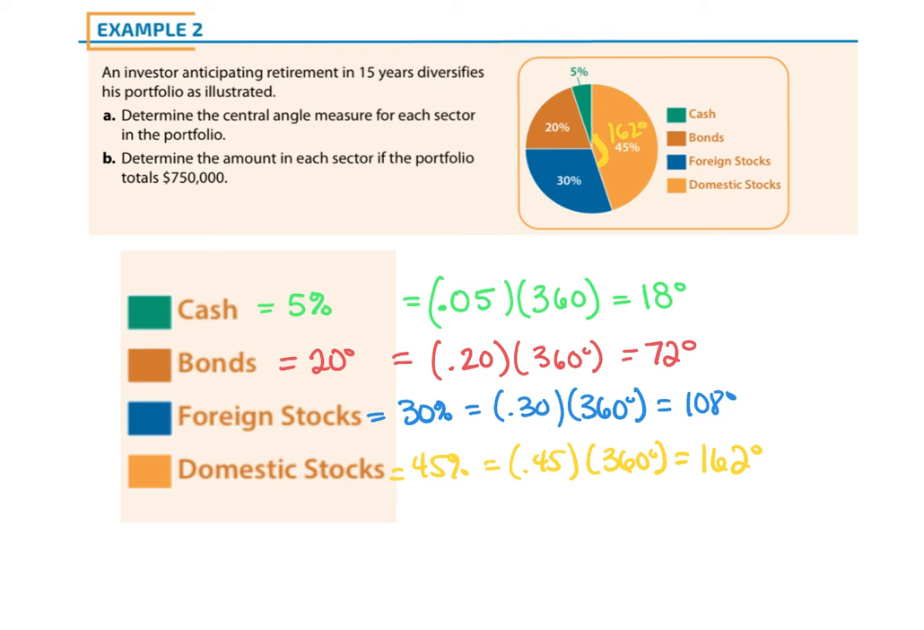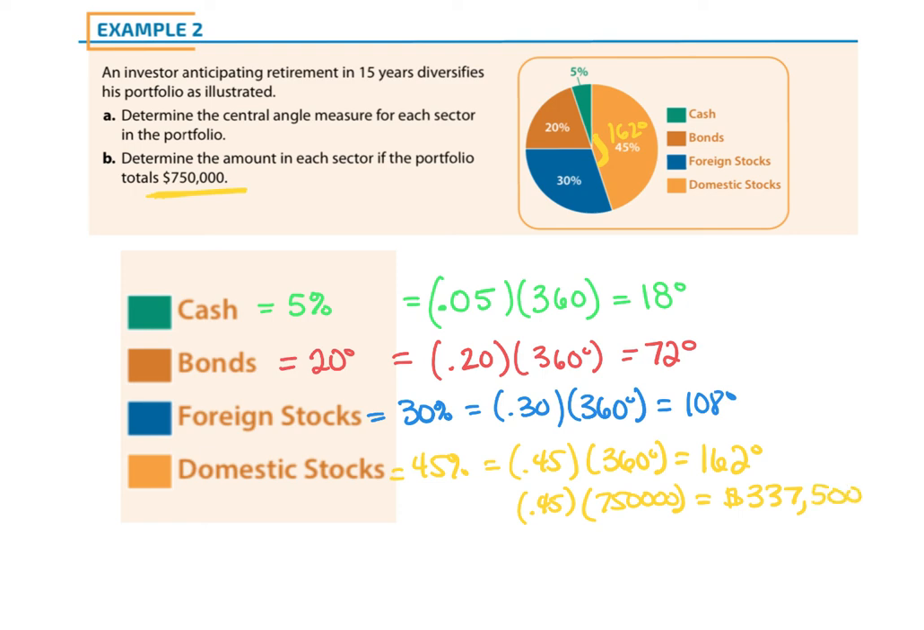The next question wants me to do that, but in the actual dollar amount. The entire portfolio is worth $750,000. So what is each portion? How much does he have invested for each portion? I'm going to take now the dollar amount and multiply it by the percentages. So for domestic stocks, 45% of the $750,000. And I'm going to get how much money he has in domestic stock.